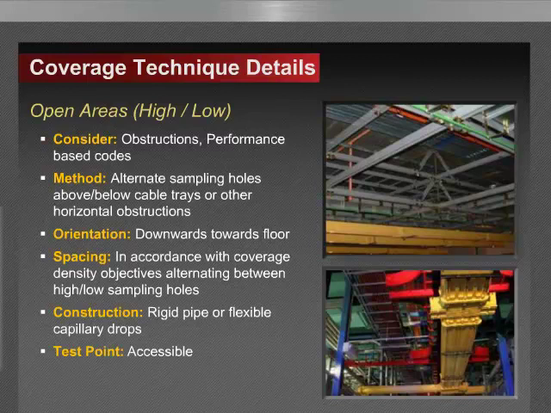This technique is addressed in performance-based codes such as NFPA 76, and the method involves alternating between holes drilled directly into the sampling pipe at the ceiling and remote drops with remote sampling points below cable trays and other obstructions. Spacing is in accordance with the sensitivity objectives, again, that is standard fire detection, early warning fire detection, or very early warning fire detection schemes.